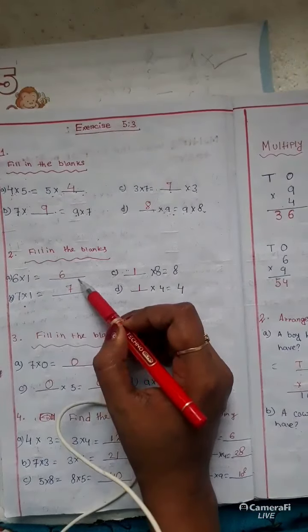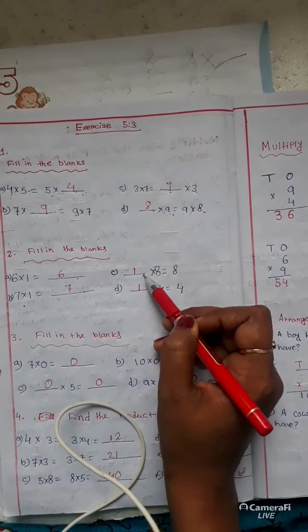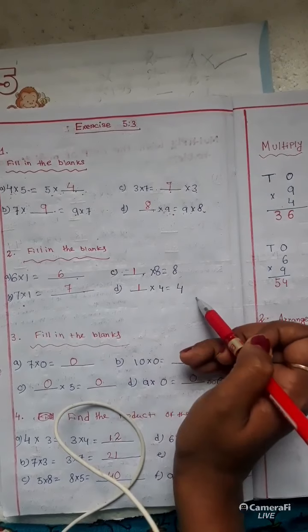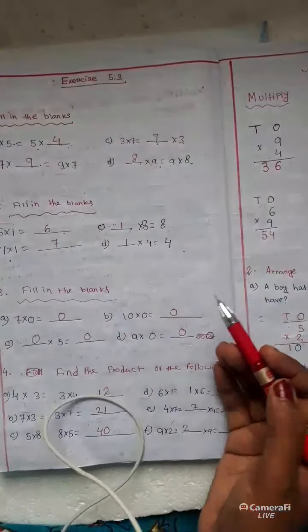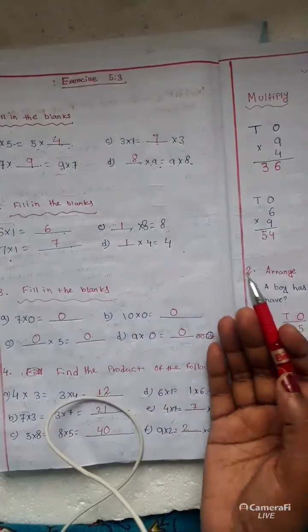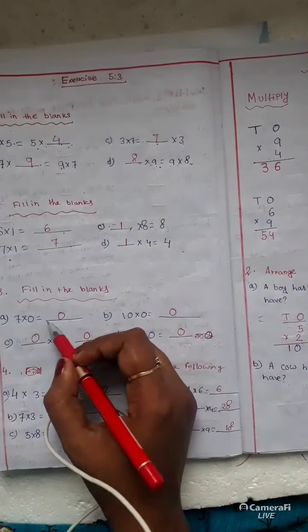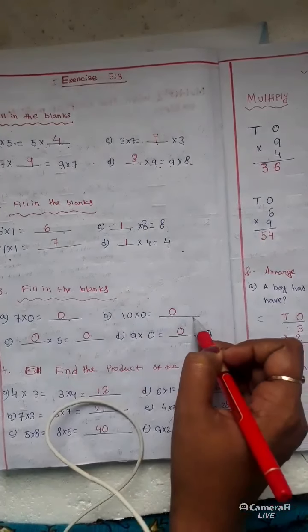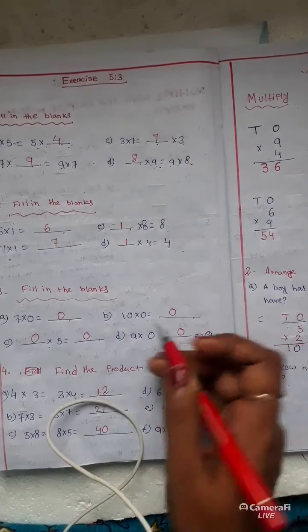6 into 1. 6 1s are 6. 7 1s are 7. 8 1s are 8. 1 4s are 4. Right? Fill in the blanks with 0. 7 into 0. I told you children, if you multiply any number with 0, the answer will be 0. So 7 into 0 is 0. 10 into 0 is 0. 0 into 5 is 0. 9 into 0 is 0.